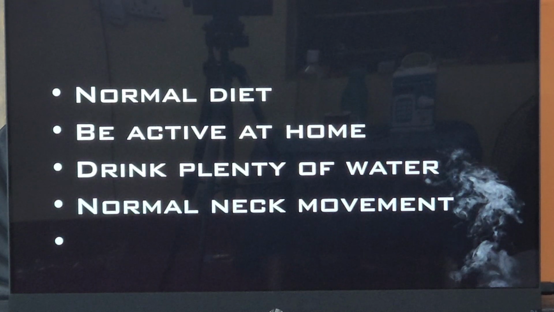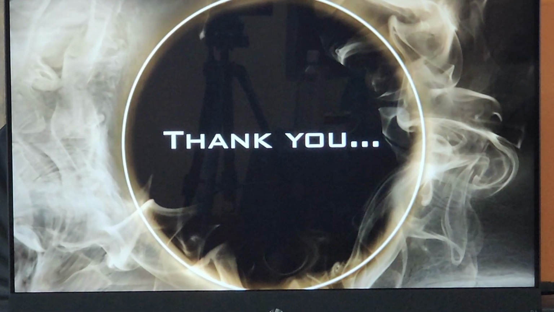During this 7-day waiting period, your diet at home will be normal, and you should be active and ambulant, drink plenty of water, and neck movements can be normal. You can have a shower, but take care the bandage doesn't get wet. So this is how we manage a case of parotid abscess.